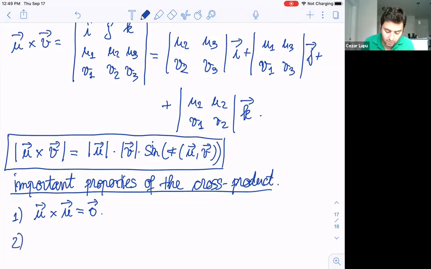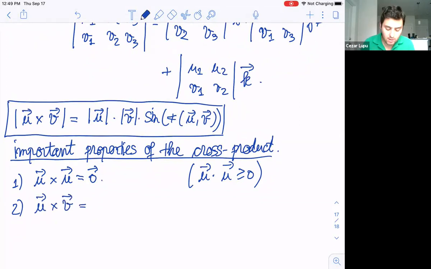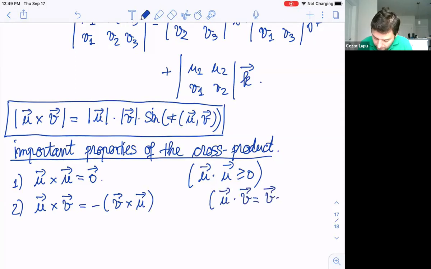And also, for the dot product, let me remind you that U dot U will always be non-negative. When, for example, I cross U with V, it's going to be anti-commutative: it equals minus V cross U. Here, let me remind you that U dot V is the same as V dot U. So you don't have any problems.